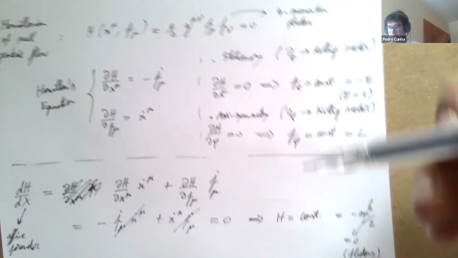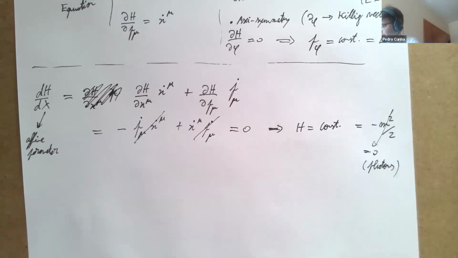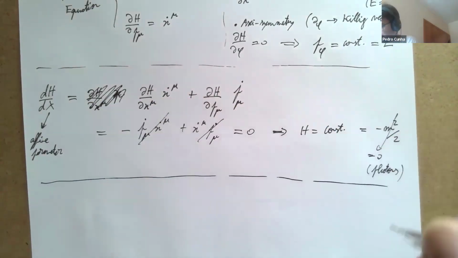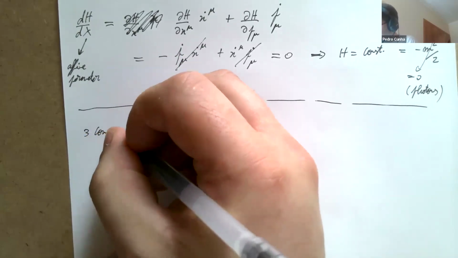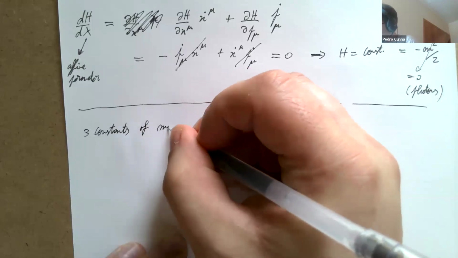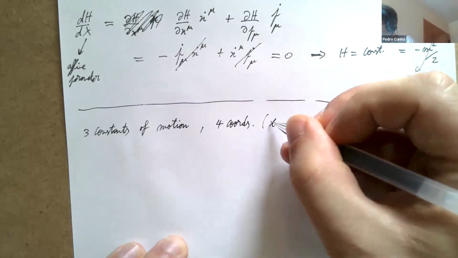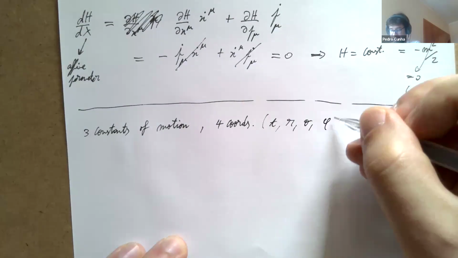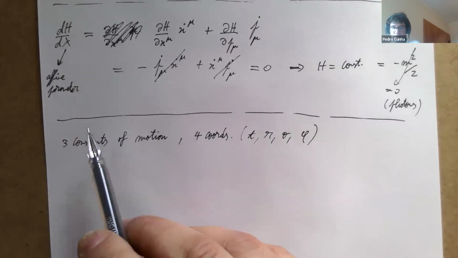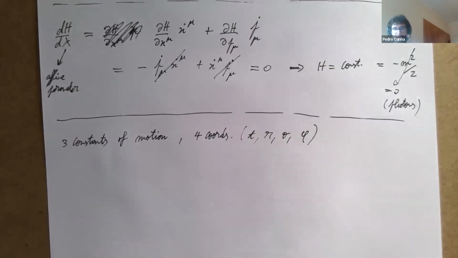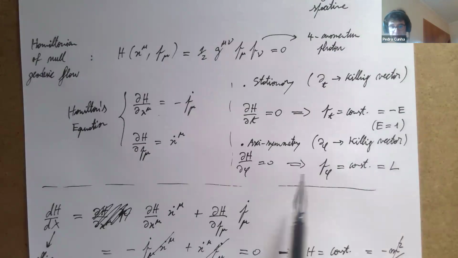But it's also a conserved quantity along the geodesic motion. So as a summary, at this moment there are 3 constants of geodesic motion, but you have 4 coordinates in total: the time coordinate, radial coordinate, latitude coordinate, and the azimuthal coordinate. And this is not enough for a full integration of the geodesic motion because you have fewer constants of motion than coordinates. Generically, for a space-time that has these 2 Killing vector fields, this will be the case.